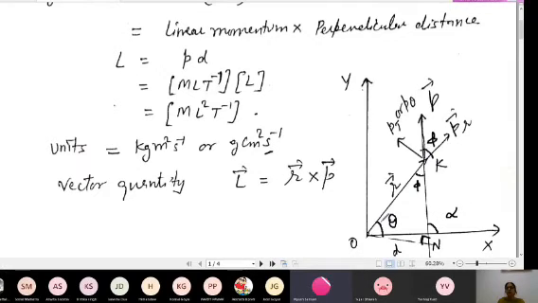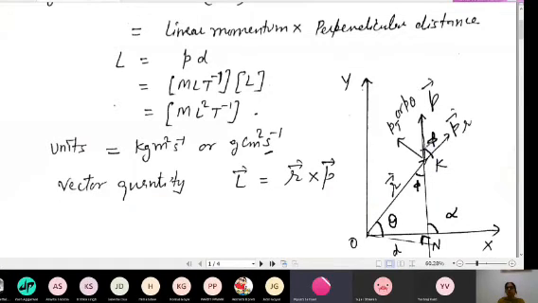Of course you can write r in component form. If it makes angle theta with the x-axis, then along the x-axis, small x, you can write as r cos theta, and y will be r sin theta. Similarly, if you want to write p in component form, along the x-axis it is p cos alpha, and along the y-axis it is p sin alpha.